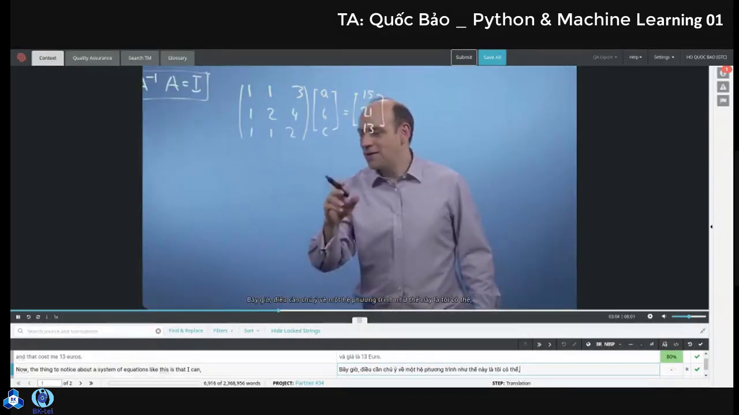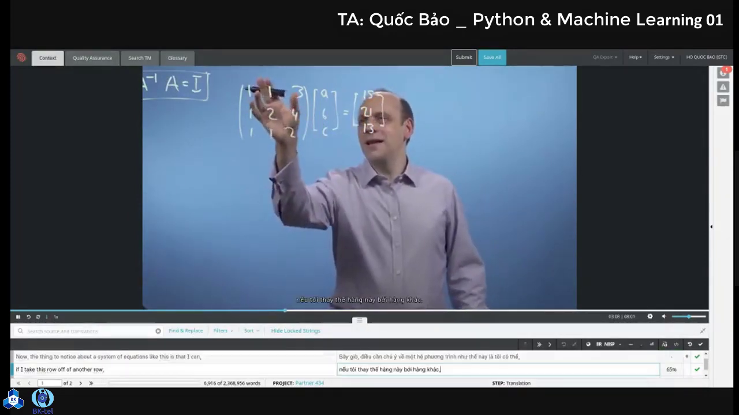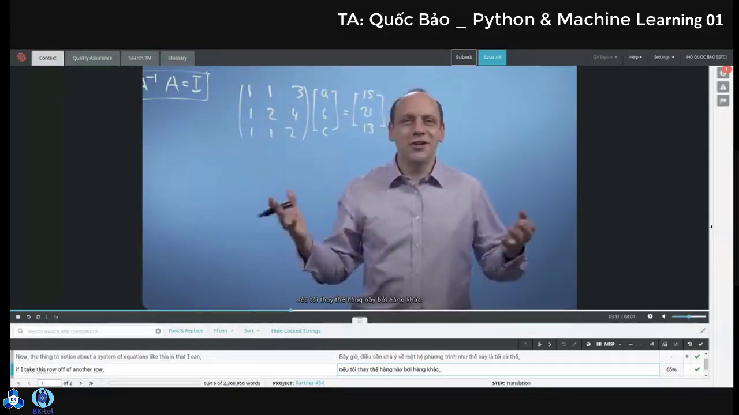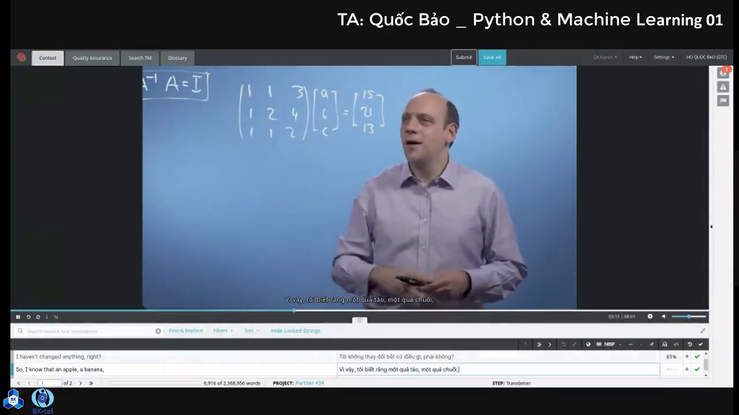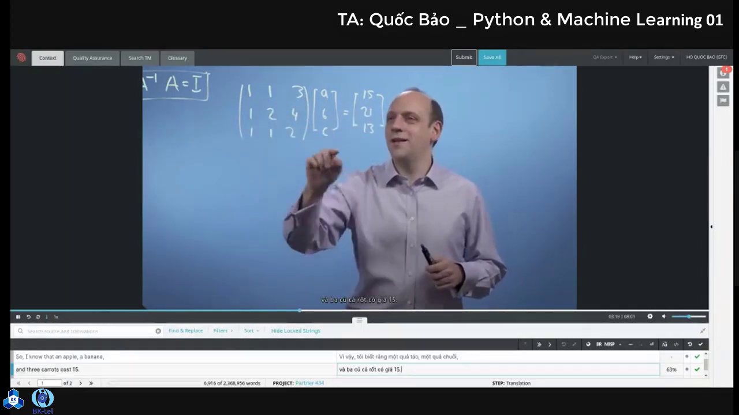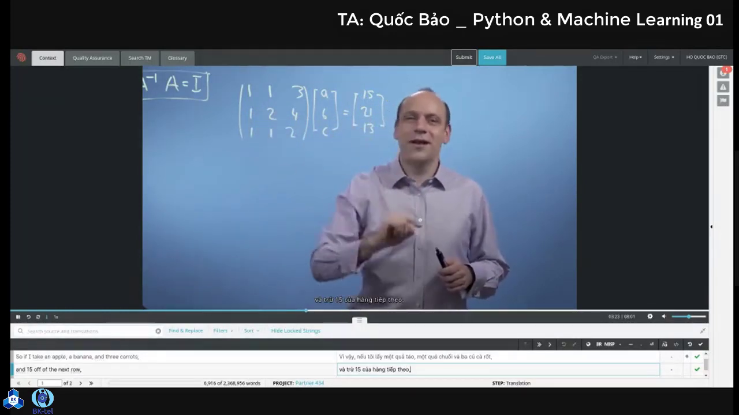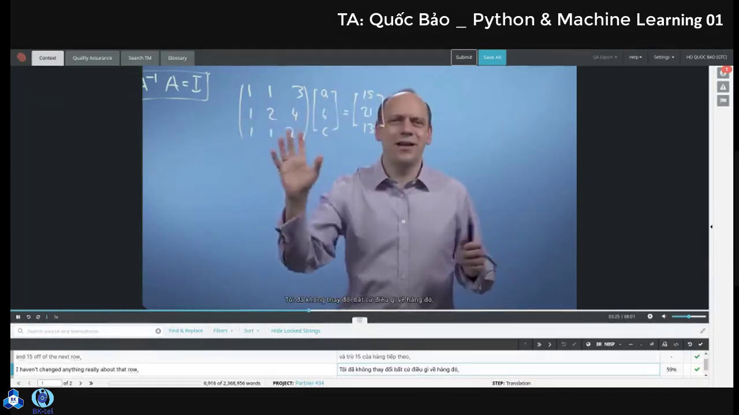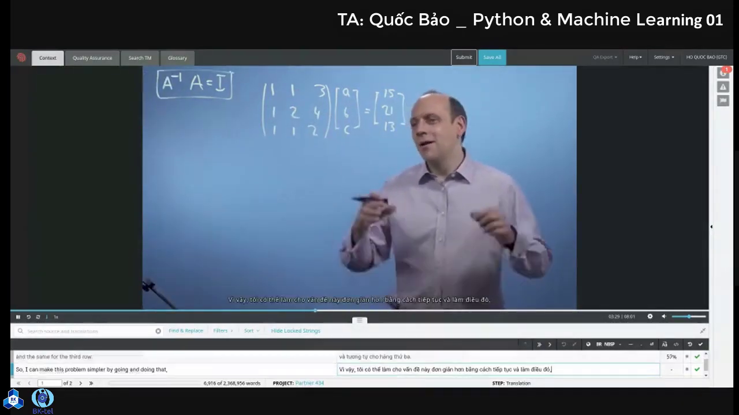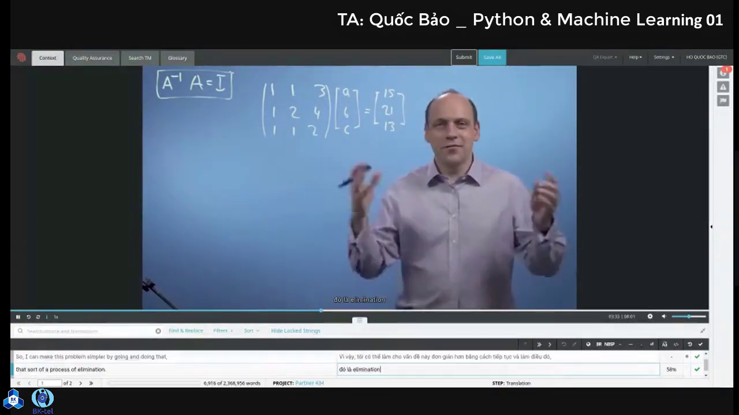Now, the thing to notice about a system of equations like this is that if I take this row off of another row, I haven't changed anything. So I know that an apple, a banana, and 3 carrots costs 15. So if I take an apple, a banana, and 3 carrots and 15 off of the next row, I haven't changed anything really about that row. The same for the third row. So I can make this problem simpler by doing that. That's sort of a process of elimination.